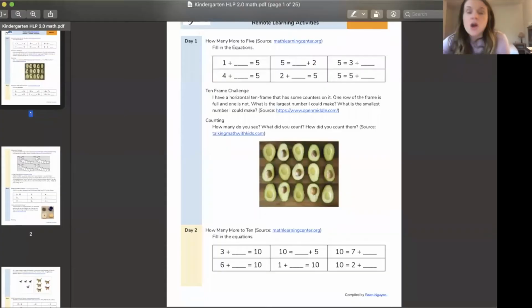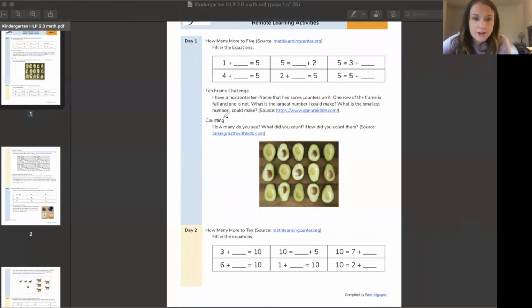Awesome. Okay, friends, now that we have our 10 frame done and you told me what the smallest number is, I hope that you figured it out at home and used your brains. If you have questions, you can reach out to your teacher. But this next one is called counting. I'm going to underline it and circle the word counting, and we all love to count. This is a great practice.